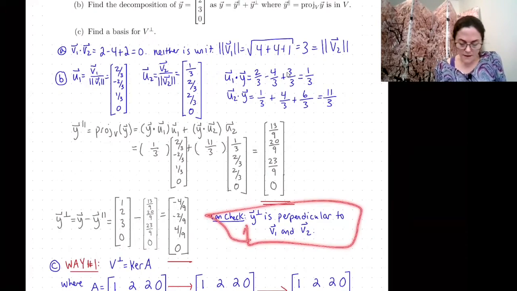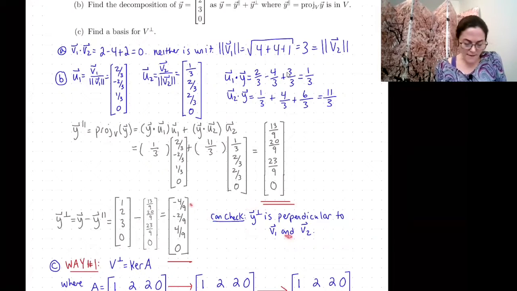So if I got to here, I would take this vector, which should be perpendicular to both u1 and u2, and just dot product this and dot product this, and you will get 0. Or you made a mistake, and then you go back and you find maybe it's a minus sign you missed, something like this. Okay, but this y perp, well, the component of y orthogonal to V is calculated here. Okay, now we need to find part C, a basis for the orthogonal complement of V, which is V perp.